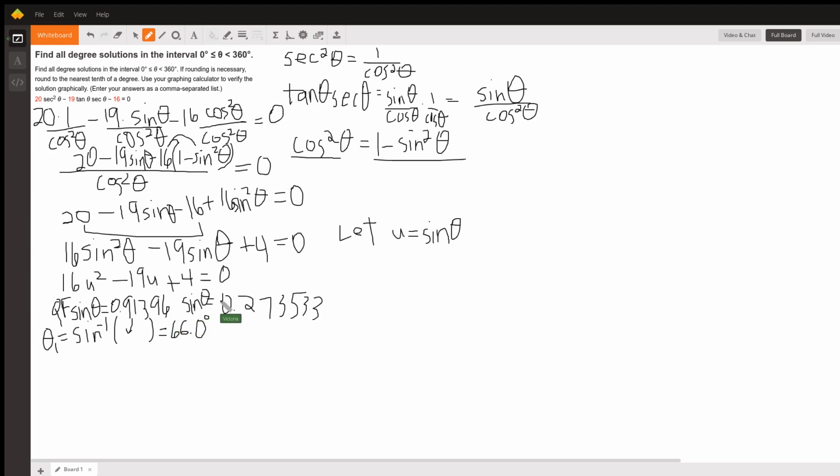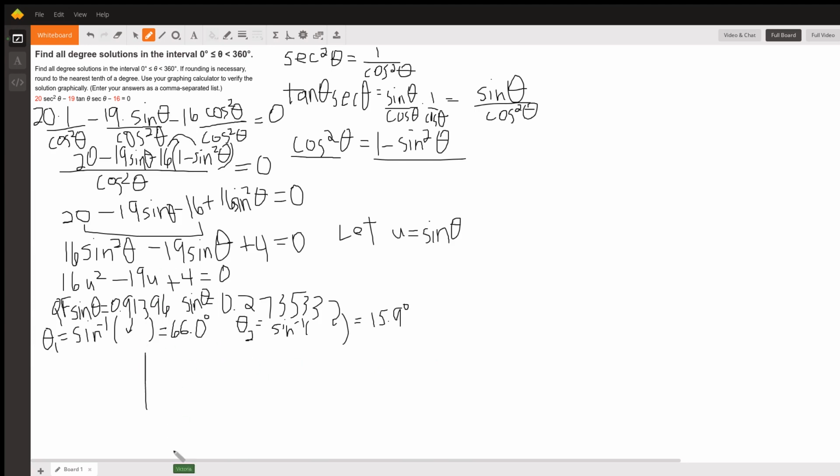And I'm going to call this one theta 2. It's the second theta I'm finding. If I do the sine inverse of this number, I get that that angle is 15.9 degrees. Now, there are two other answers that you will never get from an inverse sine, because inverse sine can only give you answers between minus 90 and plus 90. So if you draw a picture, it's a lot easier.